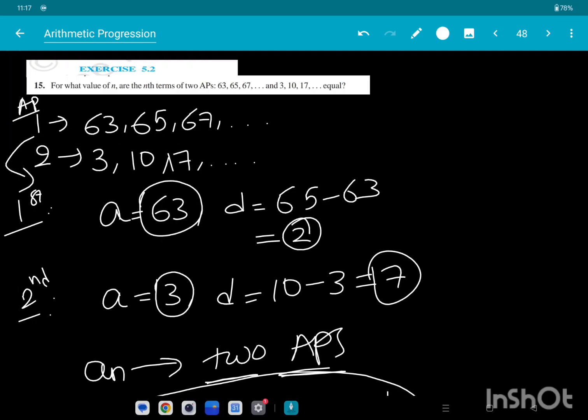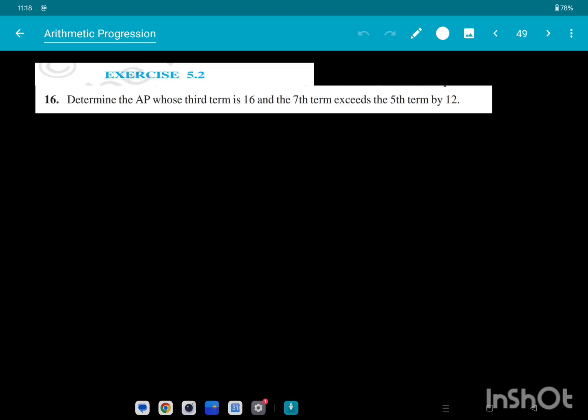So very simple. First we need to find the a value, the common difference and the nth term, I mean the an value. Then we need to make sure both an values are equal, because it was given that both terms in one place will be equal. Then we need to find the n value. Move on to the next question.